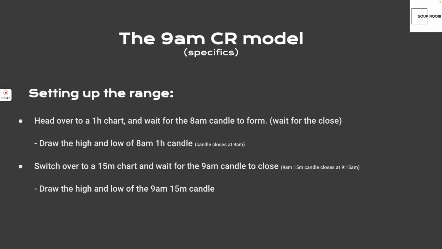Switch over to a 15-minute chart and wait for the 9 a.m. candle to close. The 9 a.m. candle on a 15-minute chart closes at 9:15 a.m. You need to wait until 9:15 a.m. until the candle closes in order for you to draw the high and the low of the 9 a.m. 15-minute candle. This is very important. You need to be able to draw the proper range. And secondly, you need to understand why.